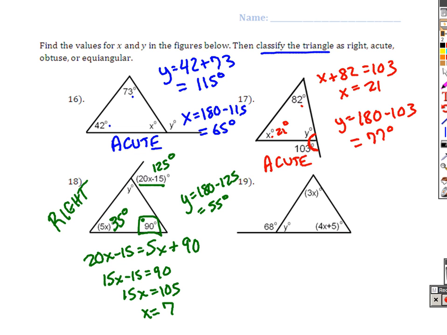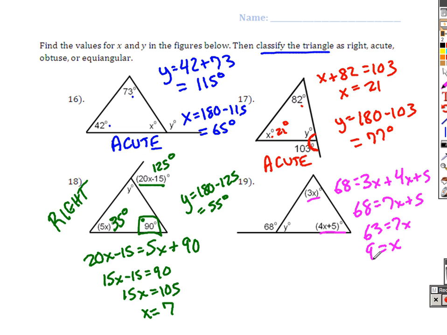All right, last one for this set. 68 is the exterior angle, must equal the remote interior angles, which are 3x and 4x plus 5. So 68 equals 7x plus 5. Solve it, 63 equals 7x, which means that x equals 9.